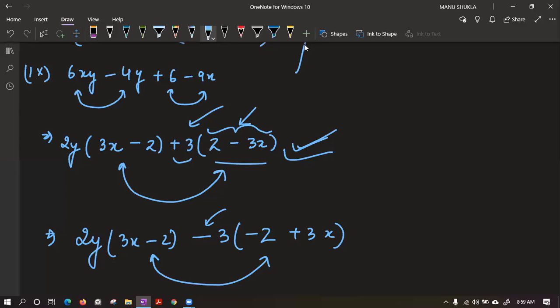As asked by Joel, he wants to solve some question by middle term splitting.